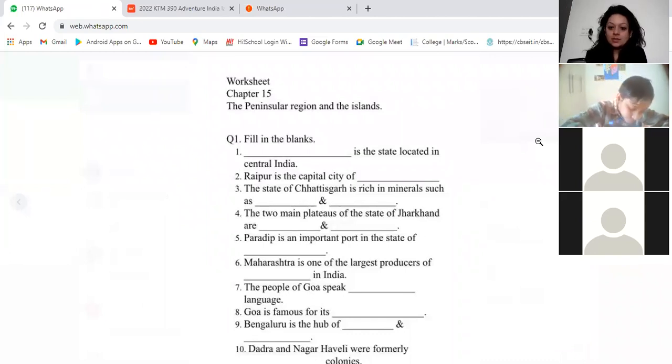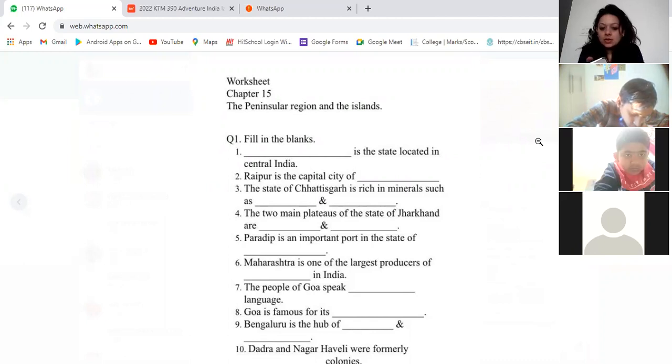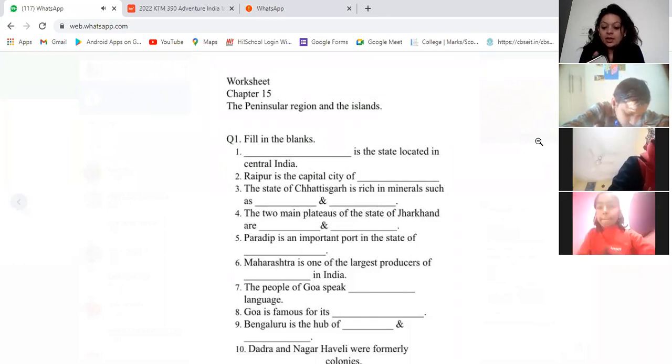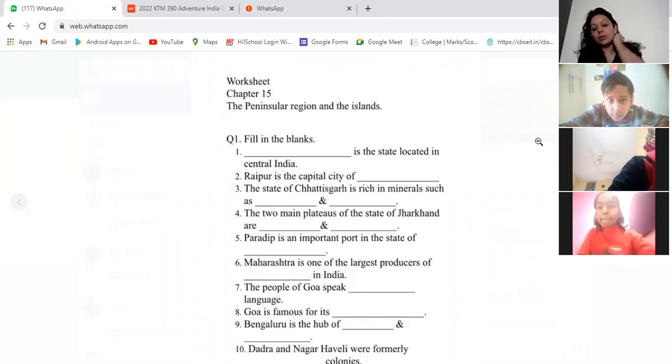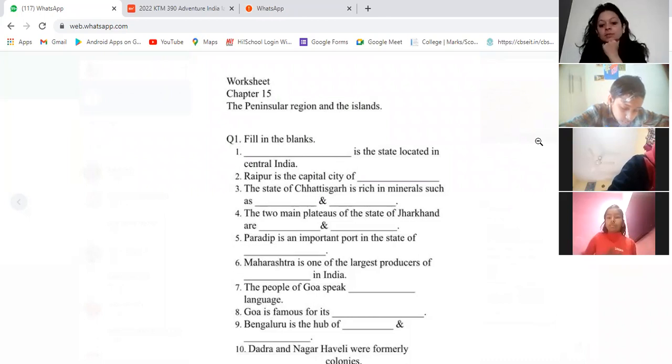Ma'am, we have to write only answers. Who is the smart one? Ma'am, Ansh Patel. Ansh beta, when did you join the class? Right now? How many minutes back did you attend this class? 8:35. Okay, beta, then you have to write full sentences also, because I gave the instructions in the beginning.